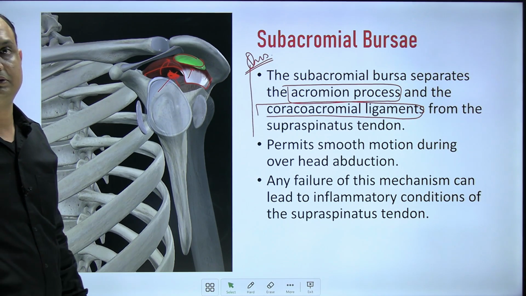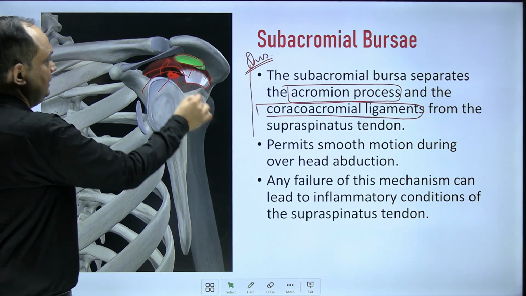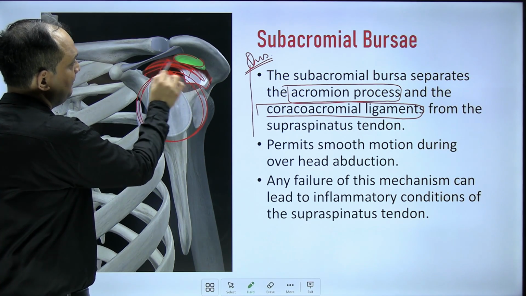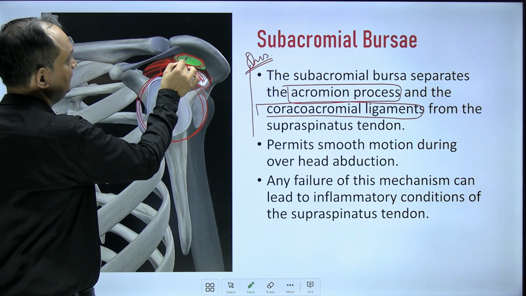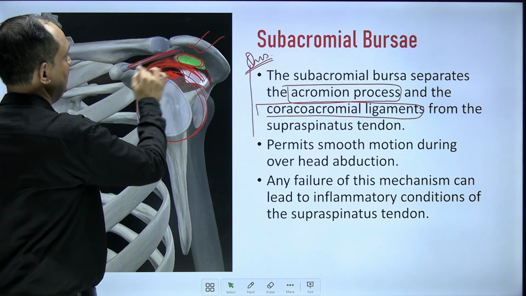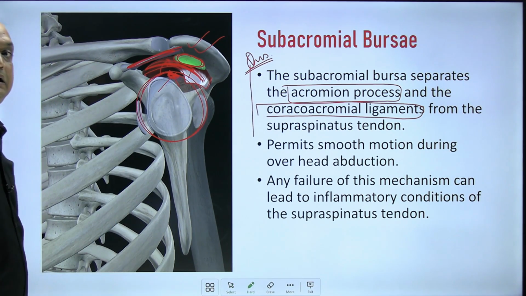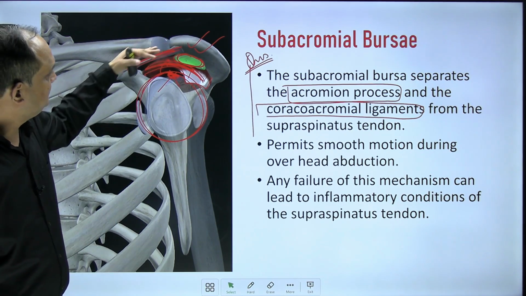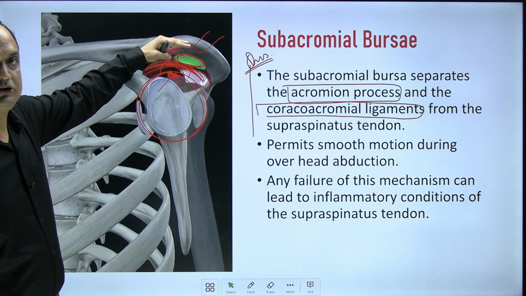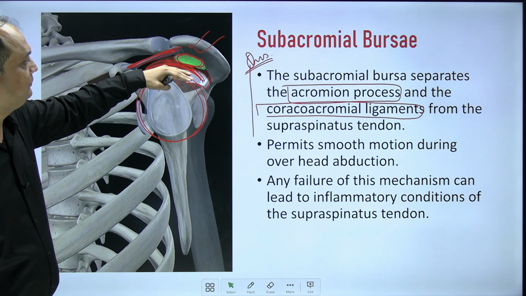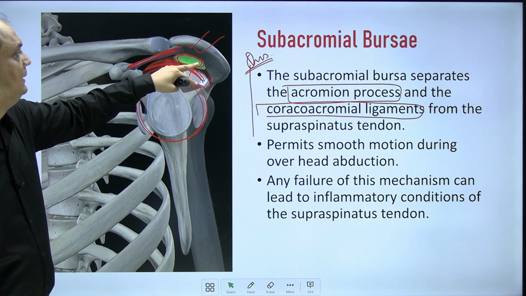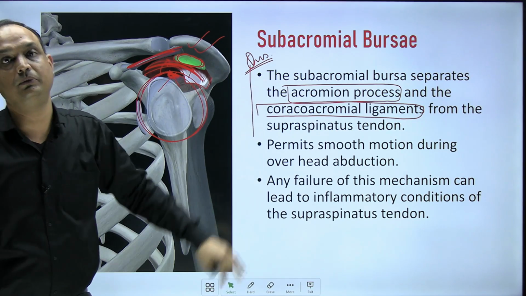So you have the joint here, above the joint you have the supraspinatus muscle, above the muscle you have the bursa, and above the bursa you have the acromion process and coracoacromial ligament. Clear? So my dear students, this coracoacromial arch is basically separated from the upper part of the joint and the supraspinatus muscle by a bursa known as the subacromial bursa.